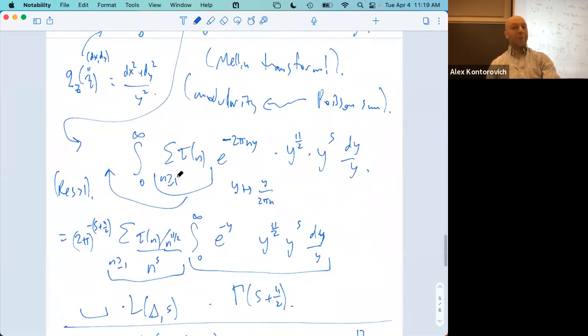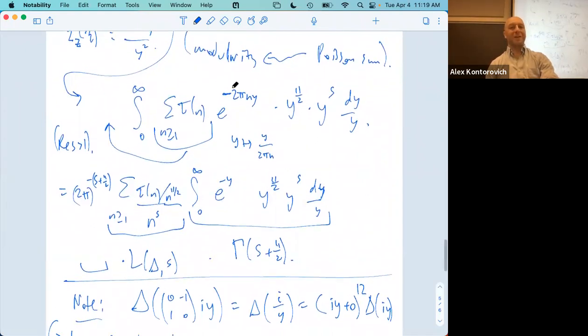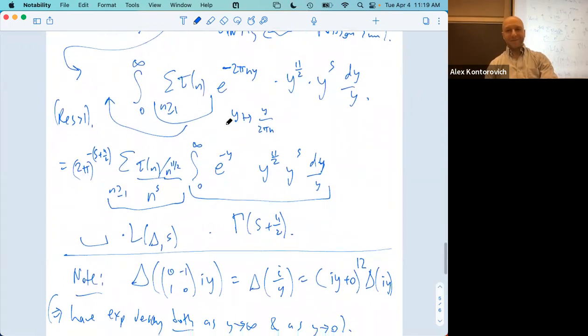Not when I start opening it up. When I start opening it up, I have to be careful because I'm going to get a series. So I'm sort of ruining the convergence by putting in the definition. That's what I mean. Exactly.